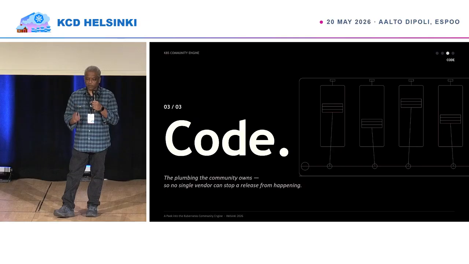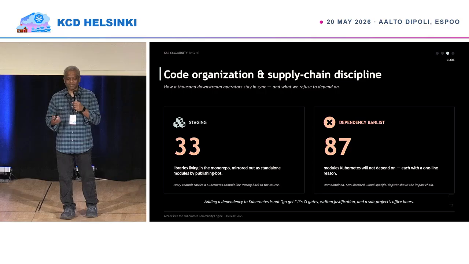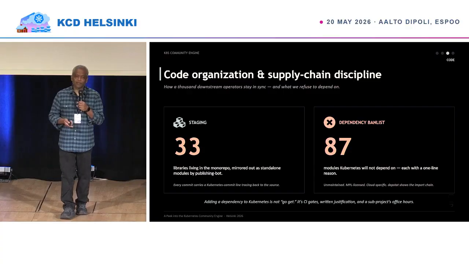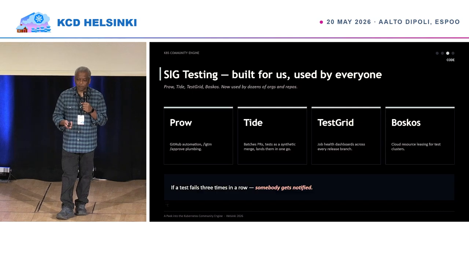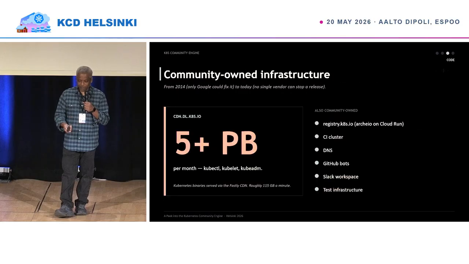So in terms of code, 2 minutes left. Okay. So code organization is one of my special things. I work a lot on making sure that the supply chain is good and the dependencies that we land on are sustainable over time. And how do we do the testing? We have Prow, Tide, TestGrid, Boskos. So we have tons of things.